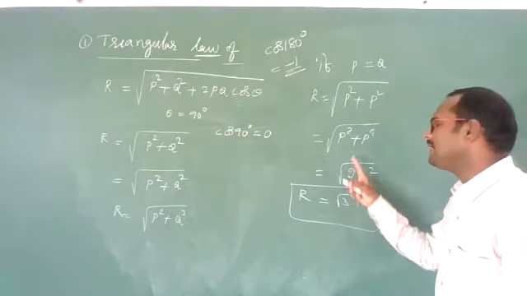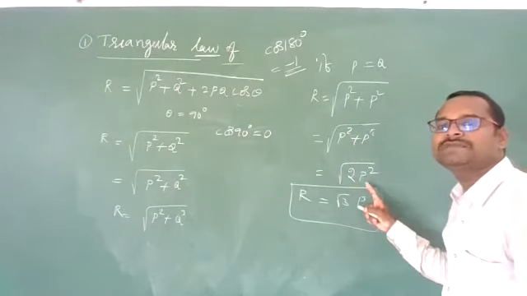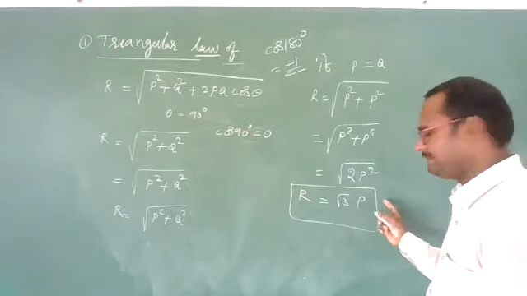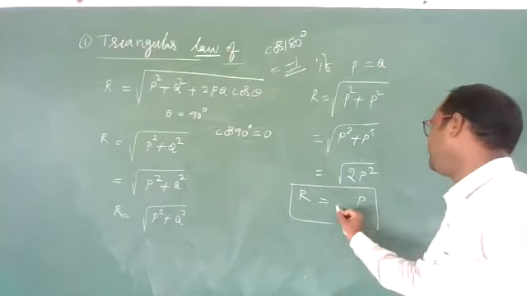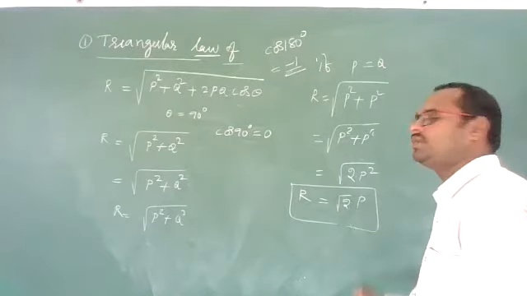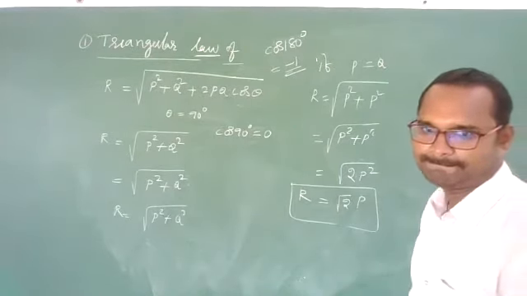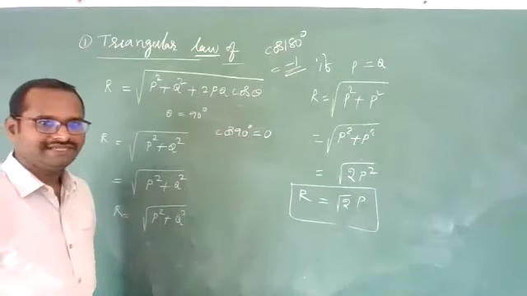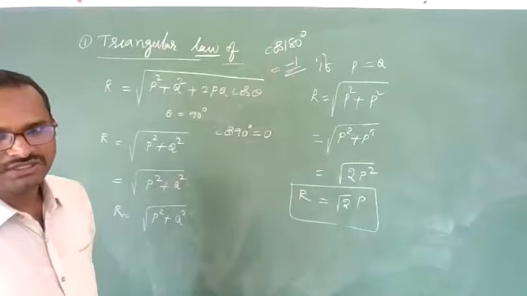P square plus q square, P square plus p square, 2 times of p square. P square will come out as P from the root, and 2 will be there under root. Root 2 times of P. Clear? 90 degrees angle is there means this much.